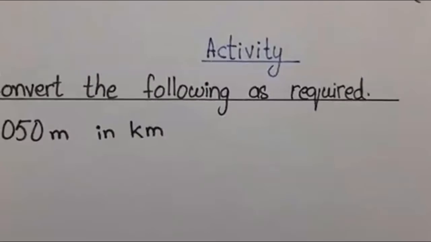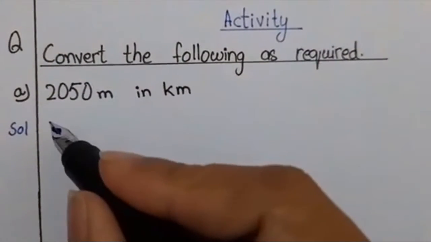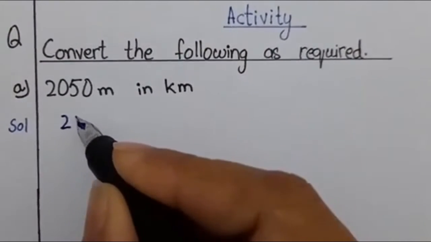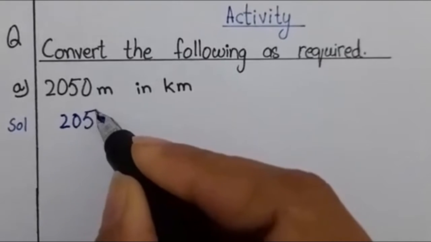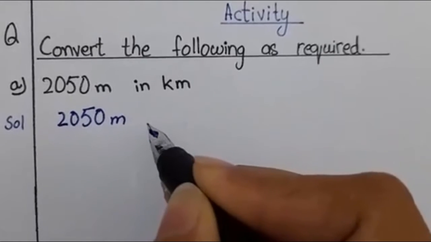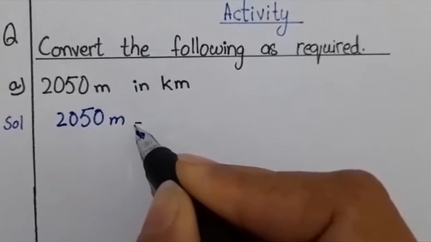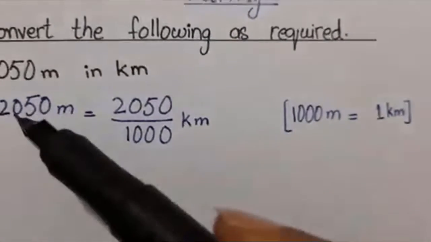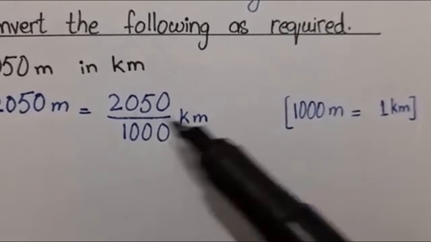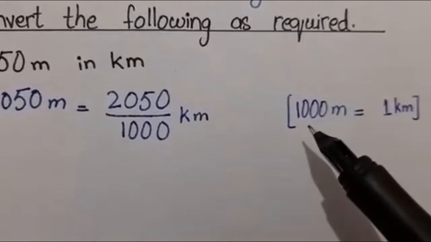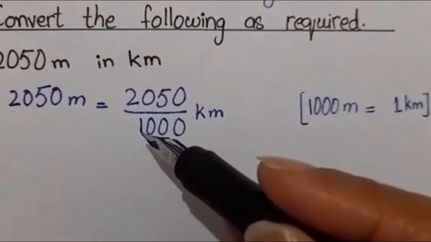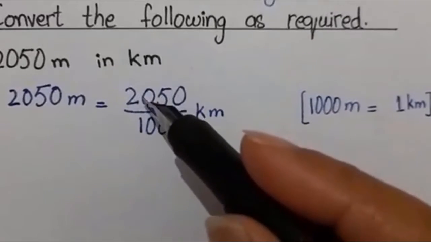So let's do it. So boys, I have written the solution. 2050 meter. When I convert it into kilometer, I will divide it by 1000. So you can see boys, I have written 2050 meter equals 2050 divided by 1000. Now this meter is kilometer because we know that 1000 meter equals 1 kilometer.